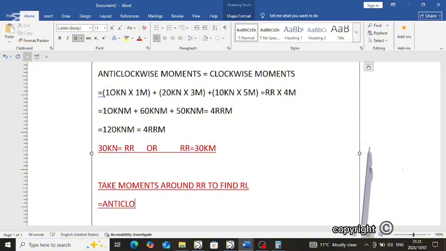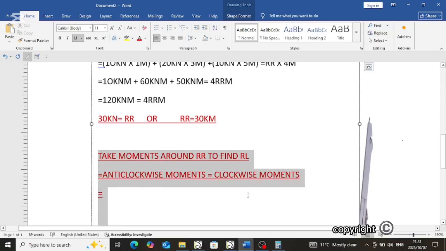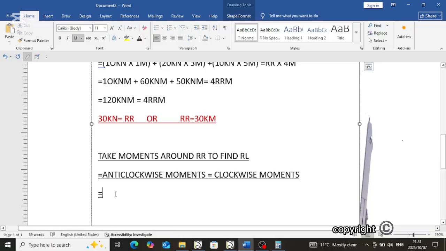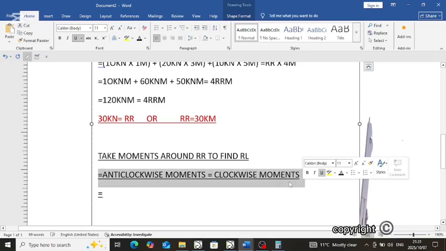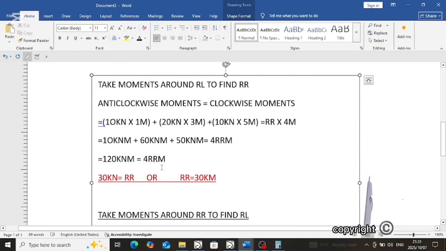So we are going to use the same formula: anti-clockwise moments equals clockwise moments. So then let me change the color here to black. And then here let me remove the line. Okay, it will be like this.